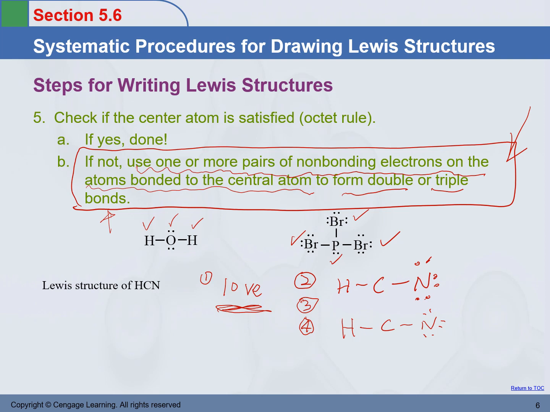All right, so take a lone pair from nitrogen, put it here. Check carbon, 6 electrons now, still not happy. Keep doing it. Take another lone pair, make it a triple bond. Now carbon is good. This is the end of step number 5, where all atoms are happy now. This is the Lewis structure of hydrogen cyanide.